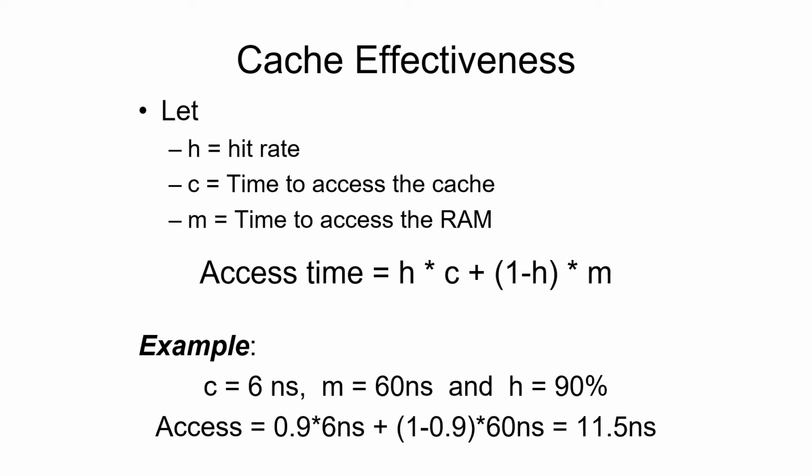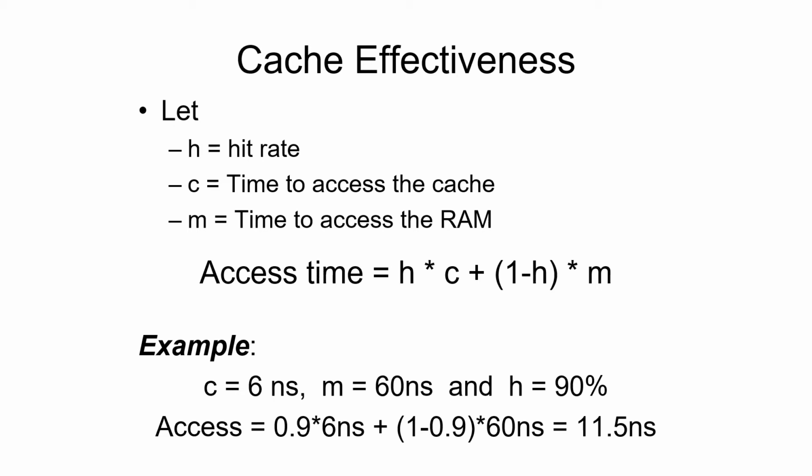So here the hit rate is the variable H, C is the time to access the cache, and M is the time to access the memory or RAM. And the average access time is the hit rate times the cache time plus 1 minus the hit rate, or the miss rate, times the memory time.